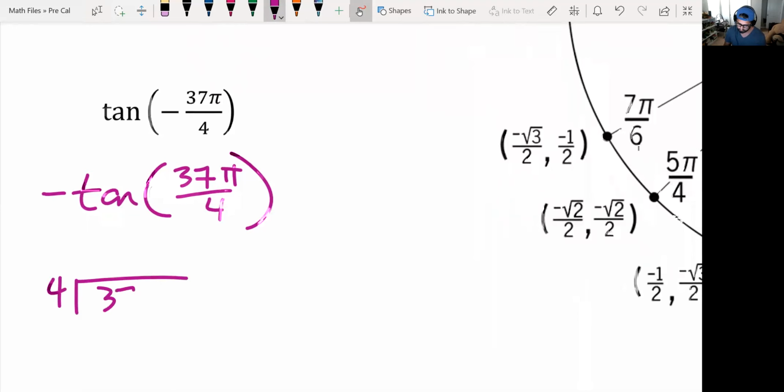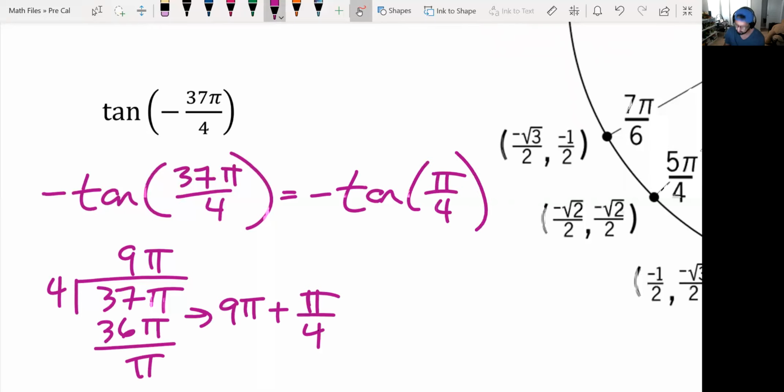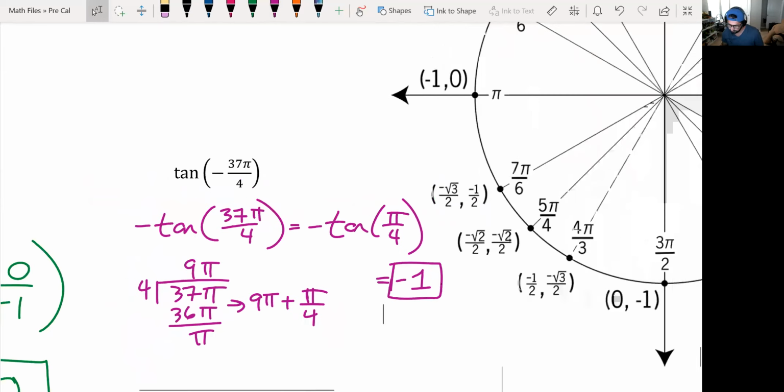4 into 37 pi. And that goes 9 pi times, which will give me 36 pi with a remainder of pi left. We end up getting 9 pi plus pi over 4. Okay, so this means that this becomes the negative tangent of pi over 4, and tangent at pi over 4 is positive 1, but that negative's waiting on the outside, so we end up getting negative 1.